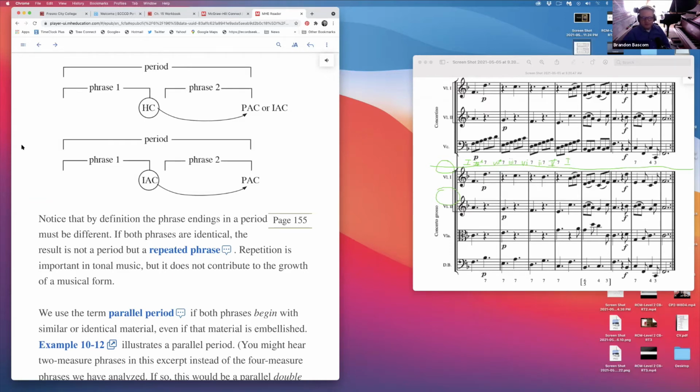Okay, so a period has to have a couple things. A period has to have 2 phrases. If it doesn't have 2 phrases, it's not a period. A period also has to have 2 cadences, a weaker one at the beginning and a stronger one at the end. They cannot be the same type of cadence. If they are the same type of cadence, it is not a period, but a repeated phrase.